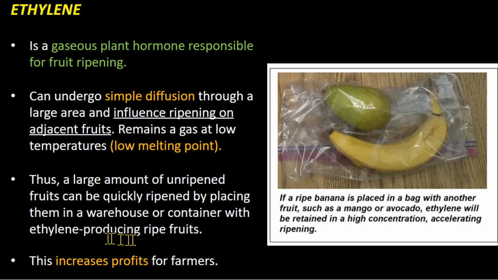with ethylene-producing ripe fruits. For example, if you look here, if a ripe banana is placed in a bag with another fruit such as a mango or avocado, the ethylene that is being released from the ripe banana will be retained within this plastic bag in a high concentration, and this would accelerate the ripening of the other fruits here. Of course, this makes ripening occur faster, which would increase profits for farmers.